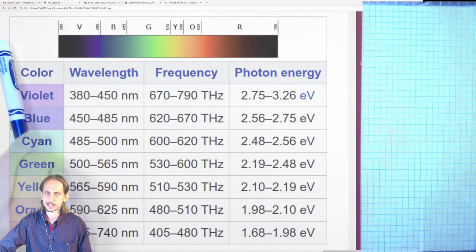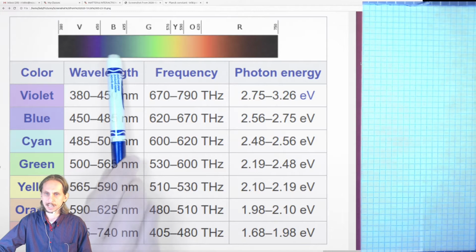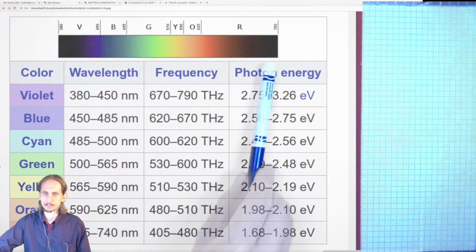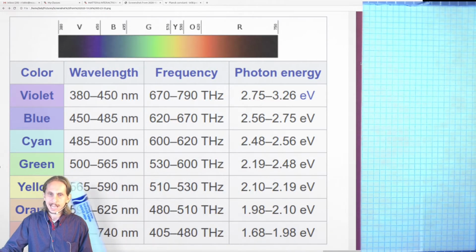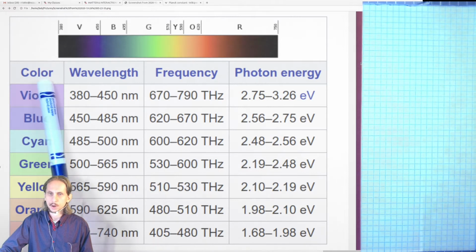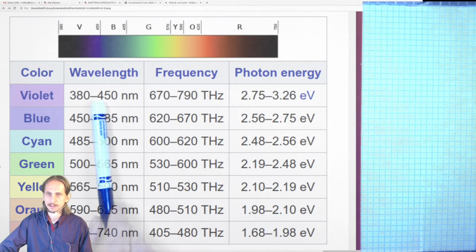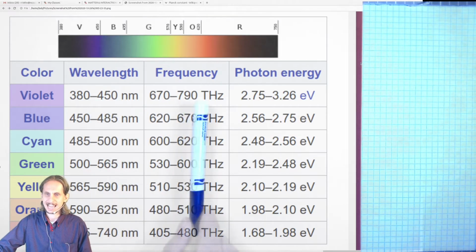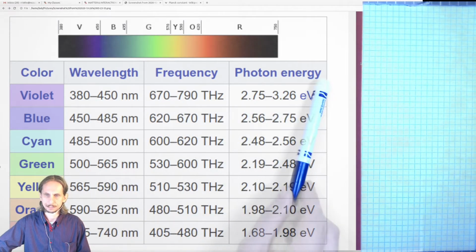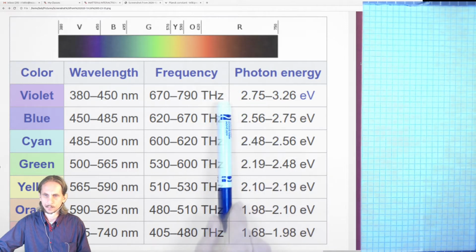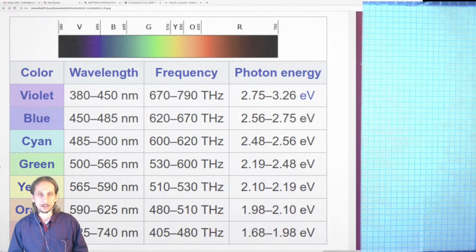And what you see is, well, all the colors of the rainbow that can be seen. And the table below, we have for each color the wavelength, the frequency, and the photon energy. So, what is a photon?